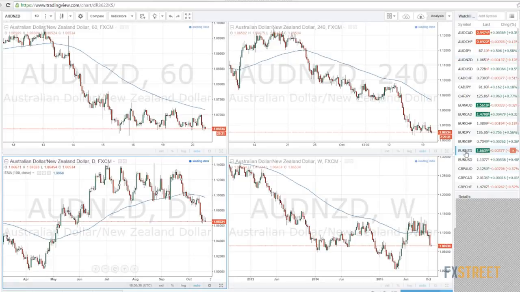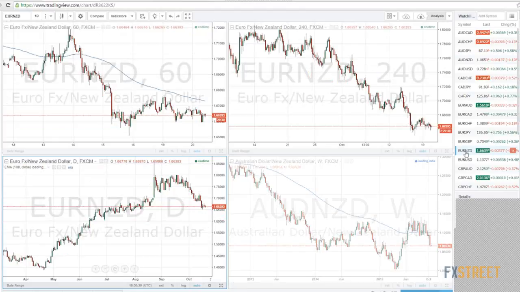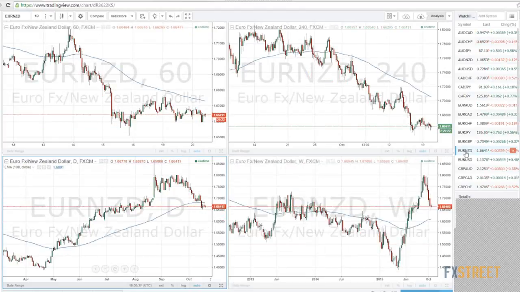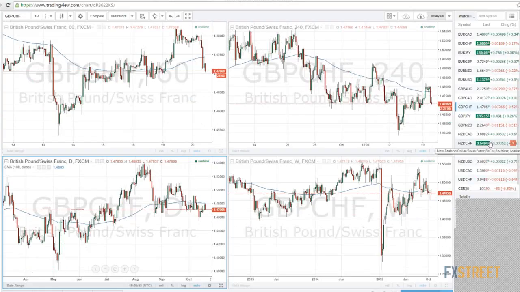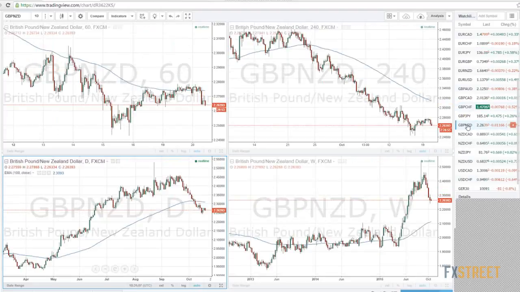Euro New Zealand, the weekly chart has momentum to the downside, but you'd have to say it's still in an uptrend. The daily is sort of rolling over. It's broken below the 100 moving average. So you'd expect a little bit of downside movement there, which is fine. Pound franc. So the pound franc we're looking to go short, and the weekly and daily is sort of in no man's land. So we just trade the volatility on that. Pound New Zealand. The pound New Zealand is similar to the euro New Zealand in that the daily is rolling over, although the weekly is still extremely bullish.